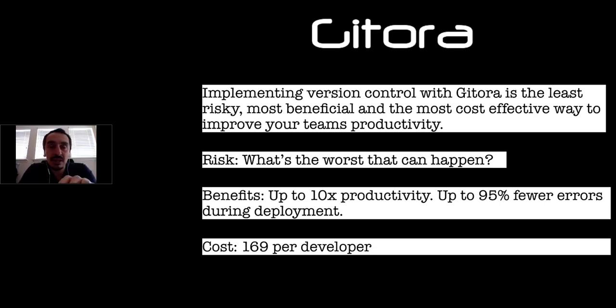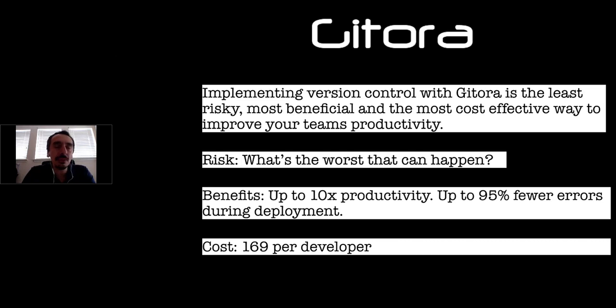Risk. What is the risk really? I mean, we install Gitora to the database, and we're going to talk about it. So what's the worst that can happen? It doesn't work. So you turn it off, and you go back to the way you were working, and that's it. So the risk is really, really small. It's not like you have a version control. Most people don't have a proper version control anyway. So it's really, really risk-free.